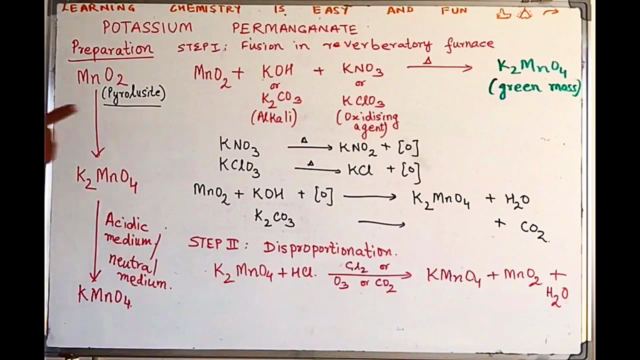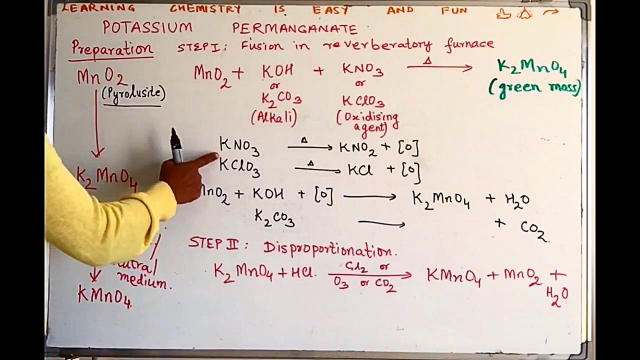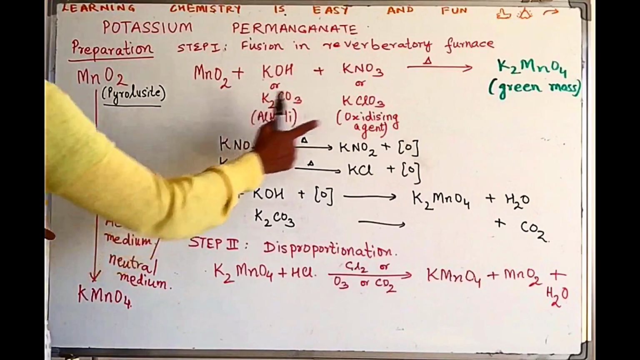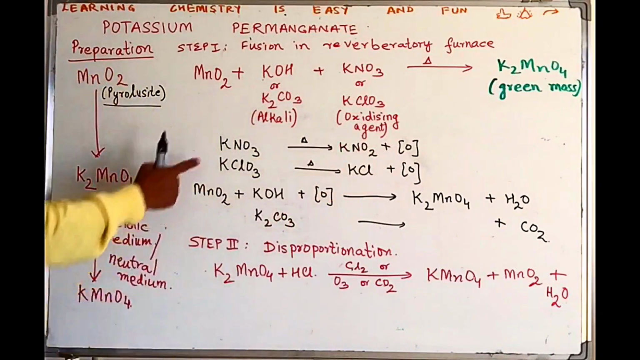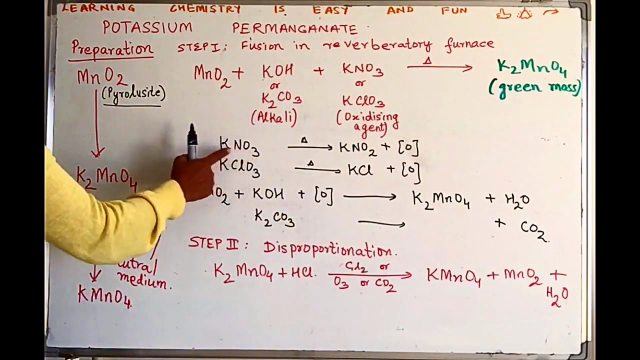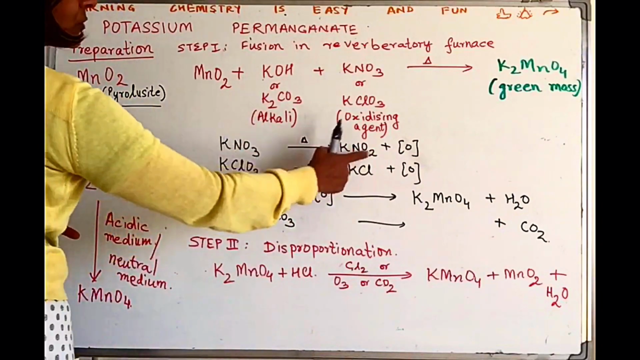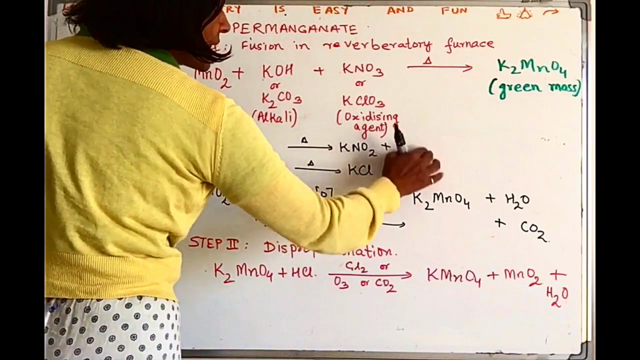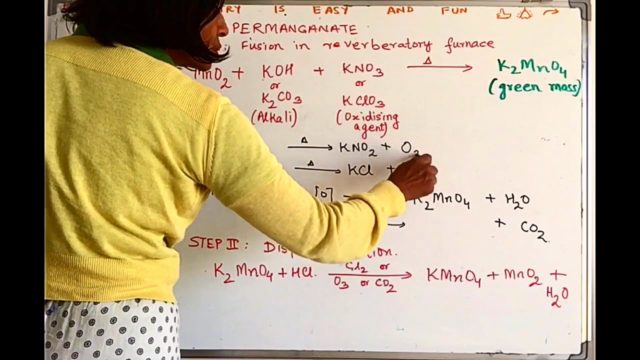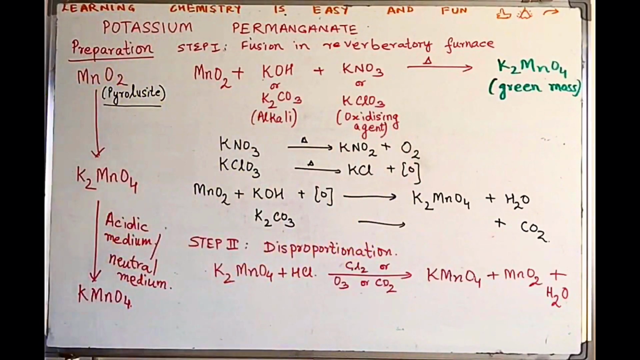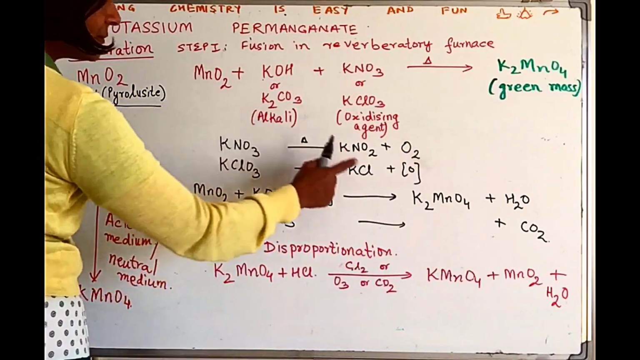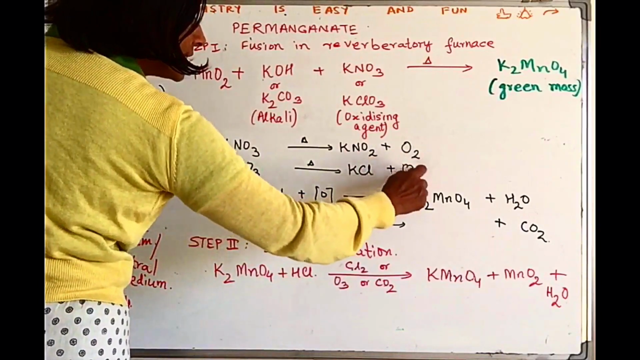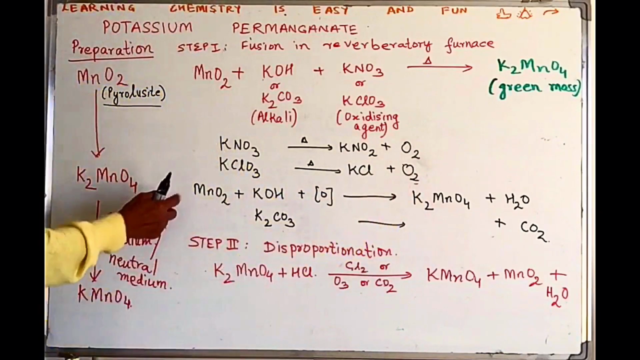Correct? What is the role played by potassium nitrate or potassium chlorate? As we said, these are oxidizing agents. They are going to release the oxygen. This equation you can either write as KNO3 on heating gives you KNO2 plus nascent oxygen, or you can also write it as plus O2, right? KClO3 will give you KCl plus O2 because you are more familiar with these equations.